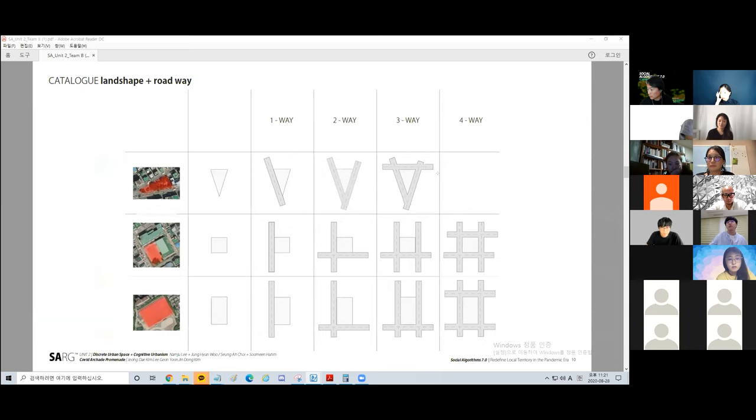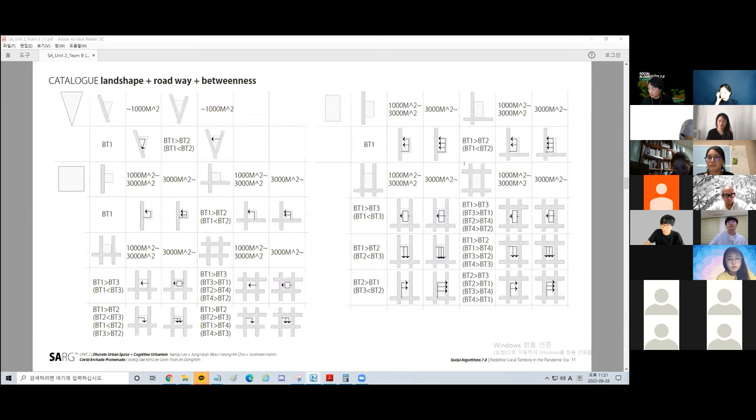So back to our project, we created a catalog for target areas. We classified our target areas into three types: the triangle, the square, and the rectangular. And then we specified the cases based on the number of adjacent roads, which can be used as entrance or exit or both. And then we even subdivided the cases by area dimension, of 10 to 3,000 square meters. Through this, we could make various types of conceptual design on network.